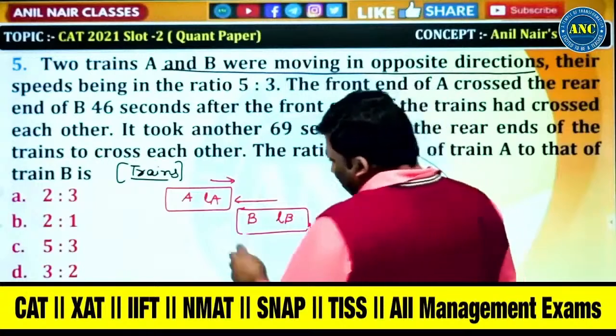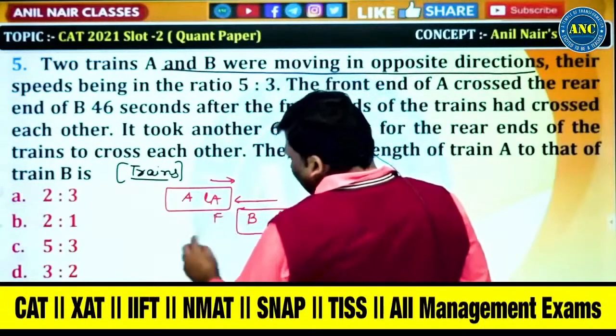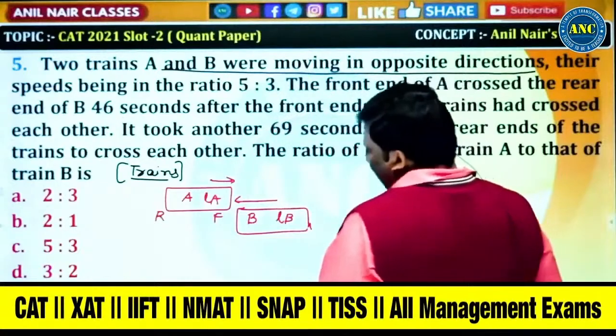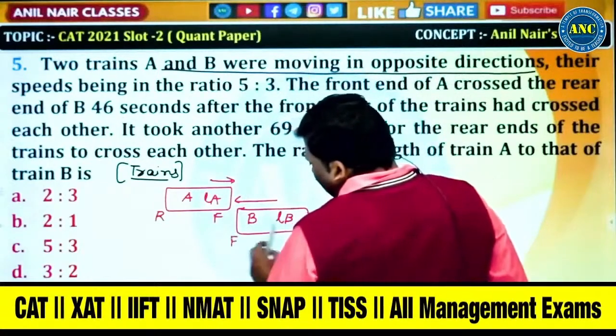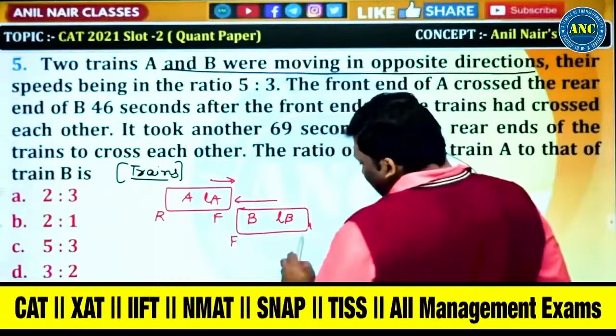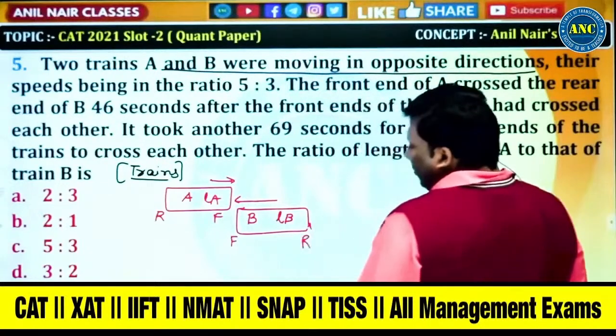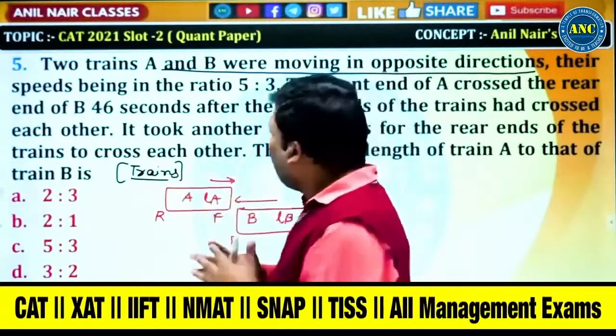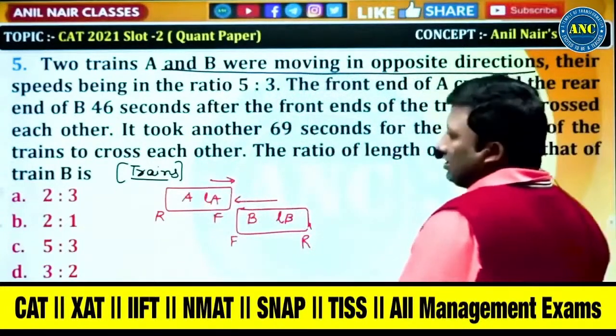Okay. So this is called the front end. This is called the rear end. The question is referring to the front end. This is the front end for the second train, and this is the rear end for the second train. Right. So two trains are moving in opposite direction. This point is clear to me.